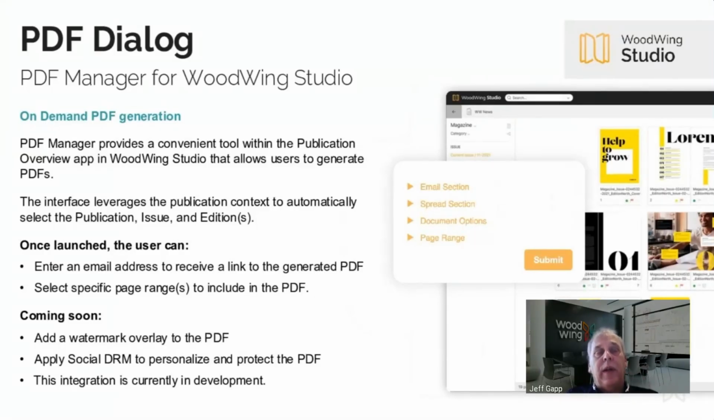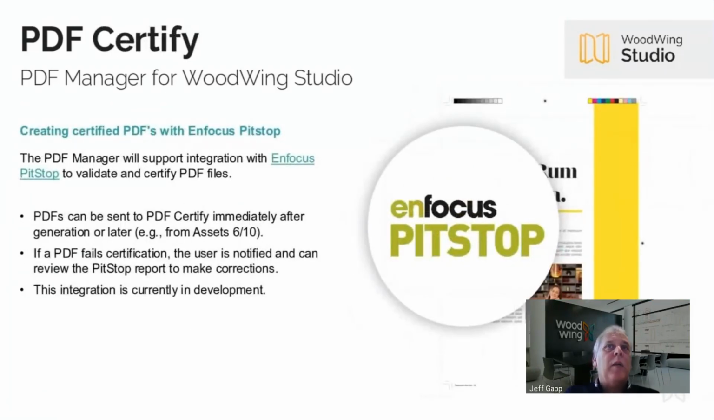Now, the other thing that happens with PDFs, and Paul's team is working on this, and actually this is delivered and working for a customer now, is you have this idea of PDF Certify. PDF Certify is this ability to say from either Studio or from Assets to be able to trigger the sending of a PDF to Pitstop, and then have Pitstop certify the file based on the standards that you want, and deliver the certified file back to whichever of the tools you want, along with the reports. Today, this integration is currently in development. That's incorrect. That development is actually completed, and the tool is available as of right now.